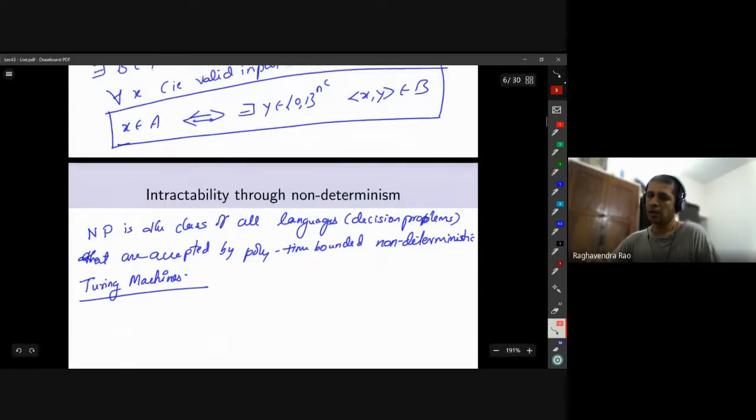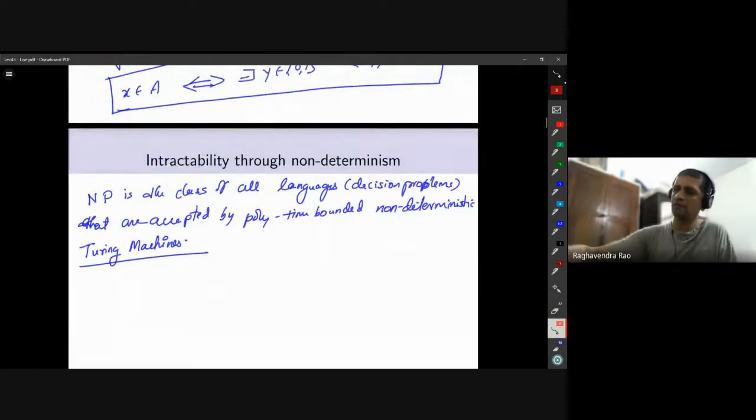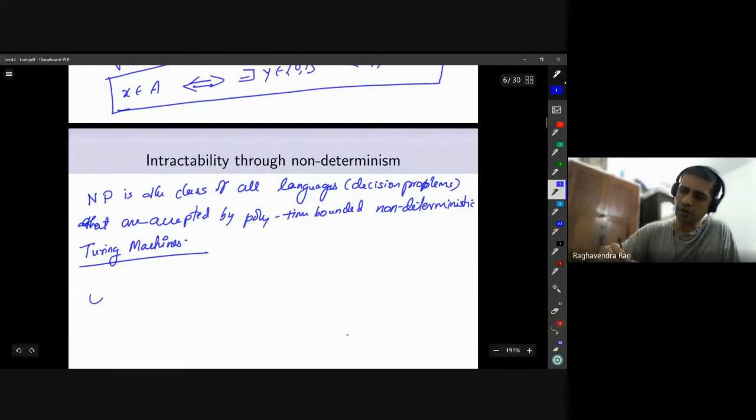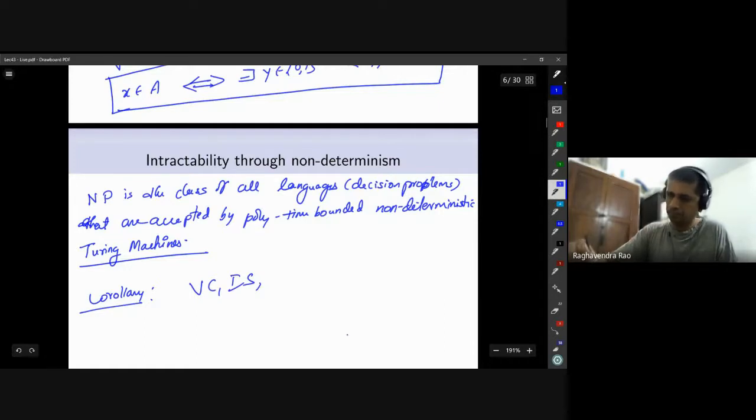Now, what we have shown, I'll write it as a corollary: as we see, independent set, clique, SAT, in fact also 3-SAT, are in NP. Okay.